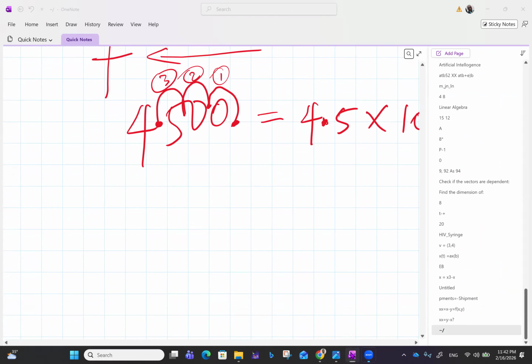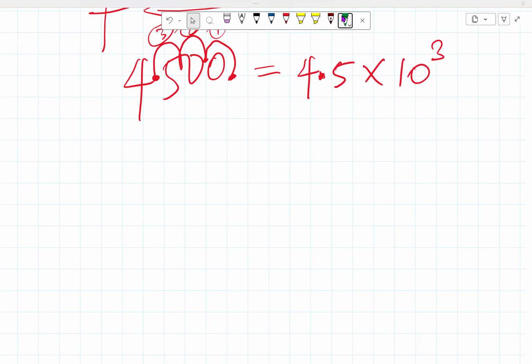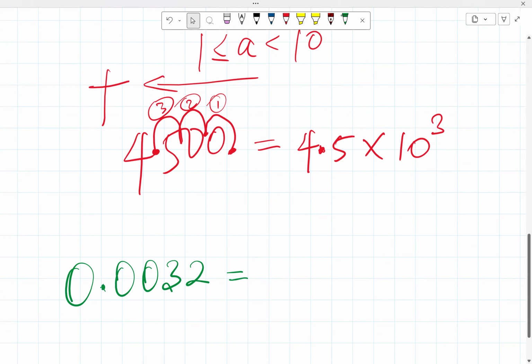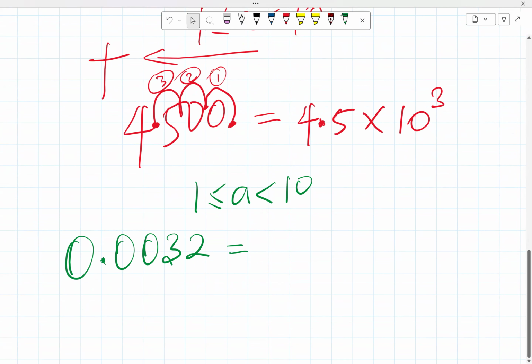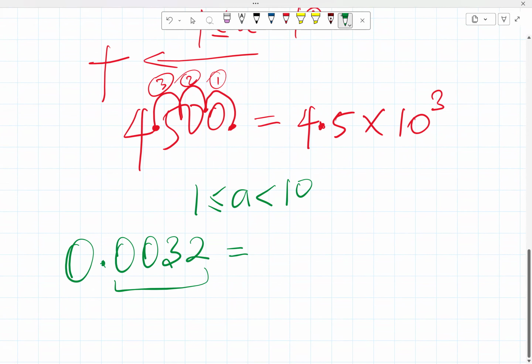0.0032. For 0.0032, right? So the decimal point is right here. Okay, so again, 0.0032. Don't forget you need a number A that is from 1, but it doesn't get to 10, right? So you can see 0.0032 is less than 1, and you cannot have anything less than 1.